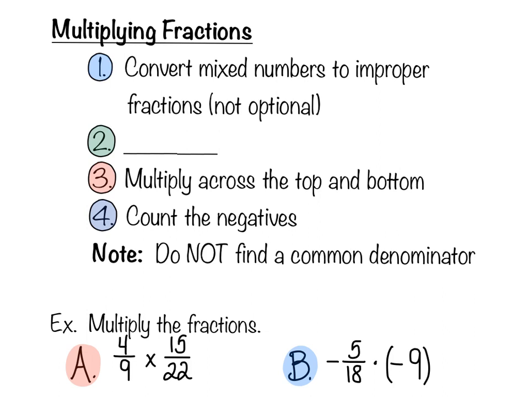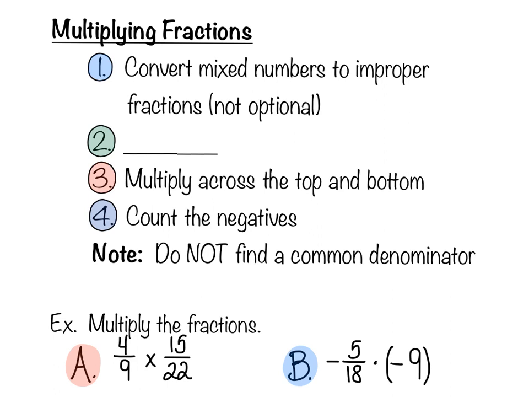And here are your steps for multiplying fractions. First of all, you want to convert mixed numbers to improper fractions. This also includes whole numbers. And this step is not optional. We know that that was optional when we were adding or subtracting with fractions. You could leave them as mixed numbers. We cannot do that when we're multiplying or dividing them.